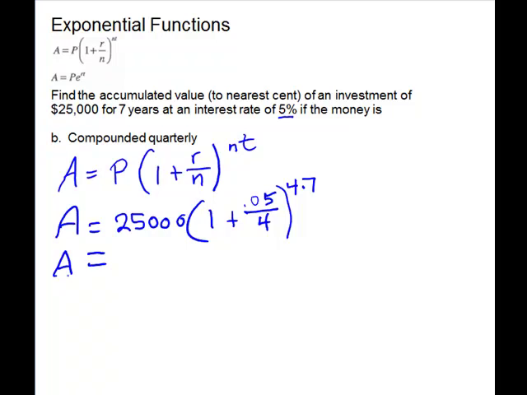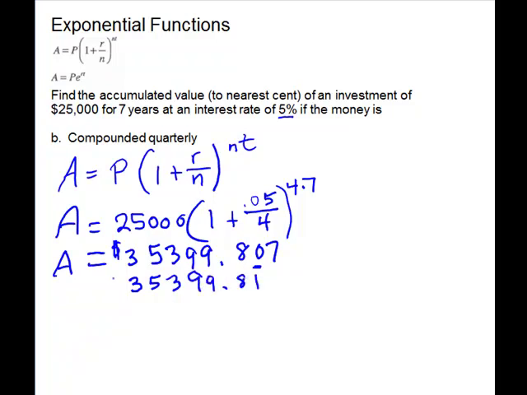This time I kept it without rounding so we can talk about the rounding. So I have 35399.807. And it keeps going, but we would just want to go to the nearest cent. The cent is the hundredths place. You look one to the right, the 7 is going to push it up. So we're going to be 35399.81.